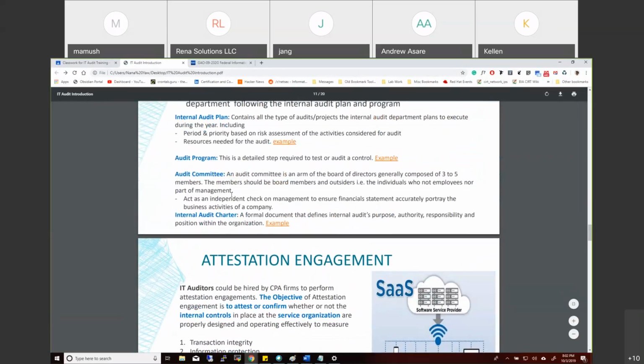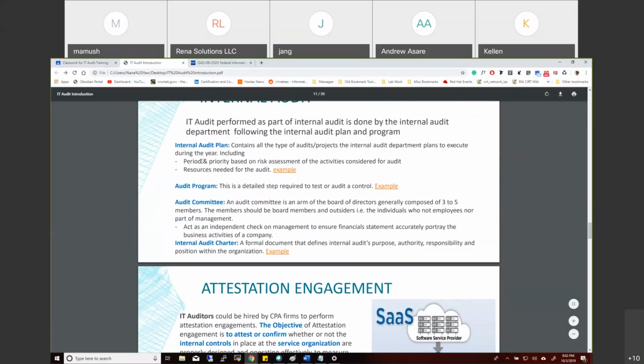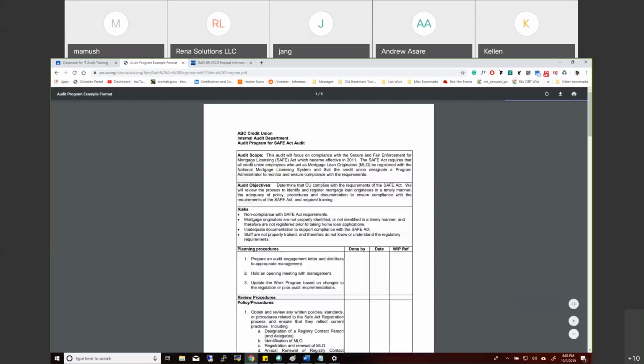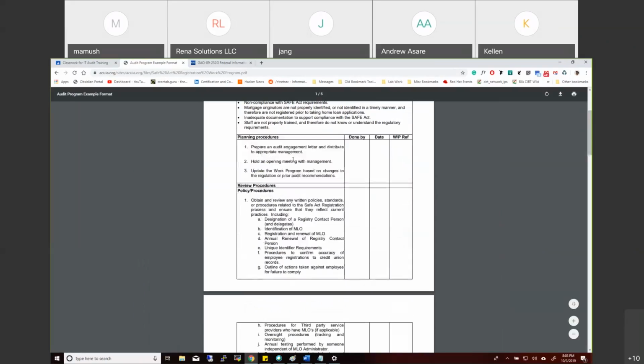And then going down to the audit program. So in that case, let's say that we selected that audit to do, right? Once we send out the announcement letter, we will then choose our audit program. The audit program is pretty much detailed steps of how to execute the audit. So from planning to reporting, it tells you the steps on what to do.